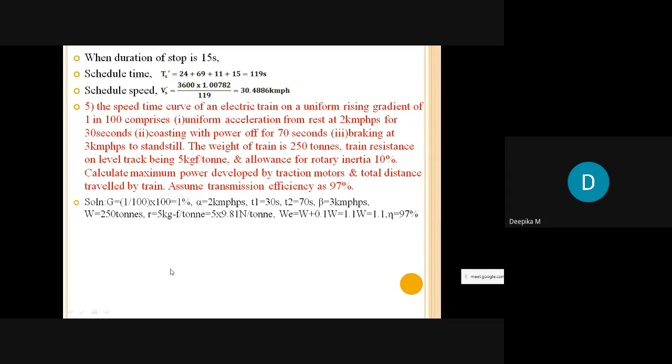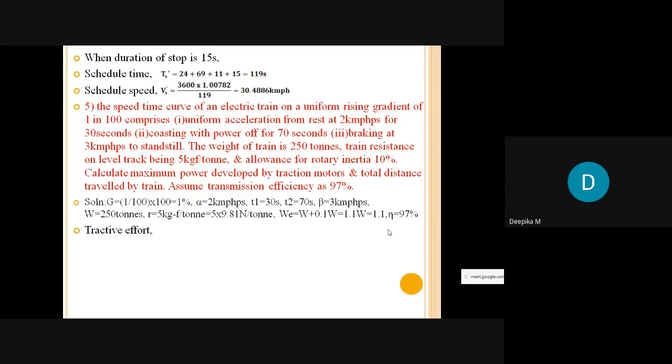Before solving the problem, we have to look at the units also, because units are very important. The same unit we are going to use in the problem, so we have to make sure. Here they have given kg per ton, but we have to convert it into Newton per ton. Please remember this. To convert it into Newton per ton, we have to multiply the resistance value with 9.81. The effective weight is usually W plus 0.1 W, which is nothing but 1.1 W, which is 1.1 into 250, and efficiency eta is 97%.